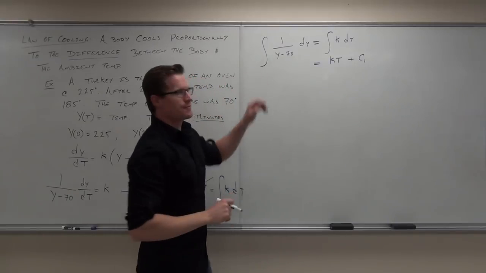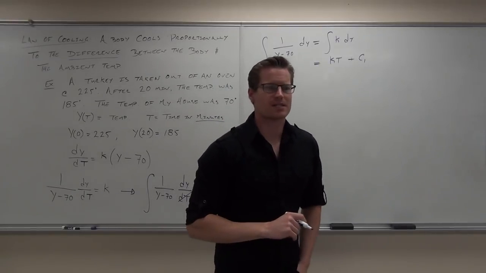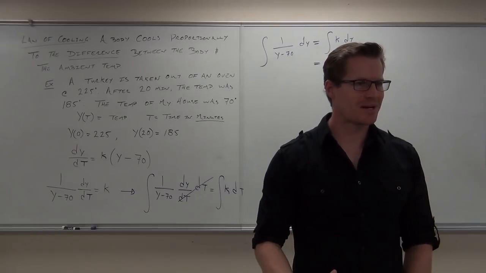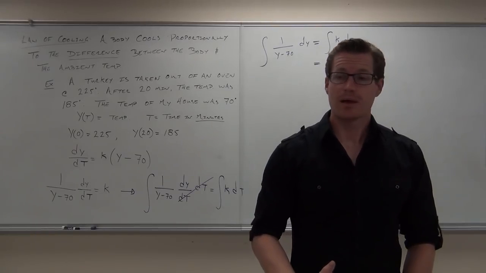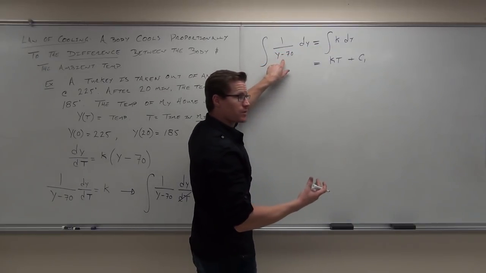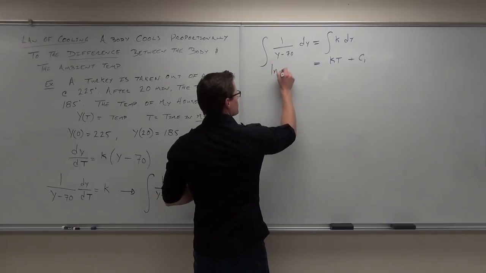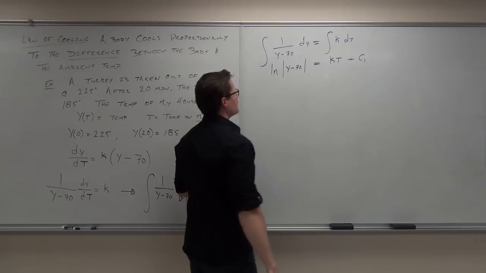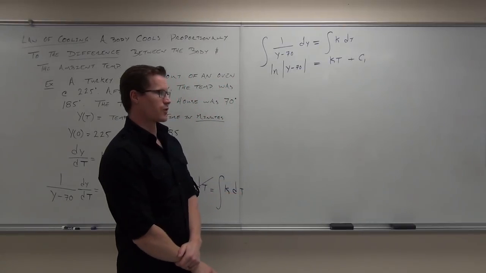Okay. How about the left-hand side? We have 1 over y minus 70. What are you going to do with that? Are you starting to see how we're going to have lots of ln's right now? Lots of ln's here. So ln, we do a little substitution. We say, hey, derivative of this is only 1 though, so our integral is going to be pretty easy. We're going to get absolute value of y minus 70 inside of that for the argument of our ln.